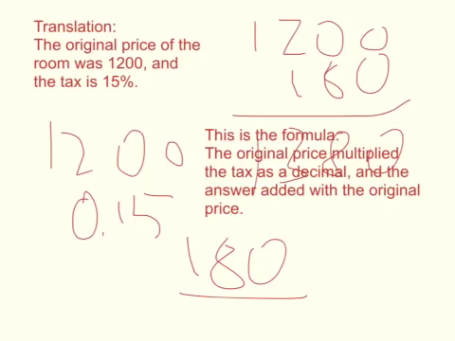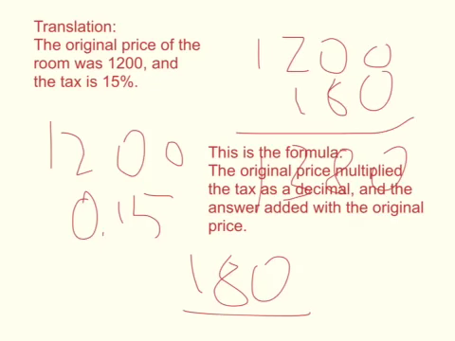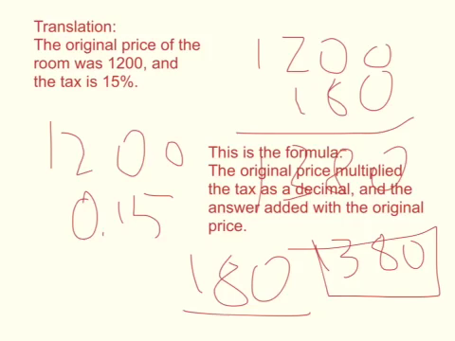and so the answer is, as you might see, 1,380. And this is the answer, should be boxed. So this is the total price of the room plus its tax.